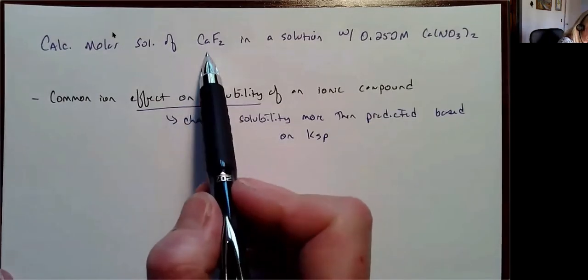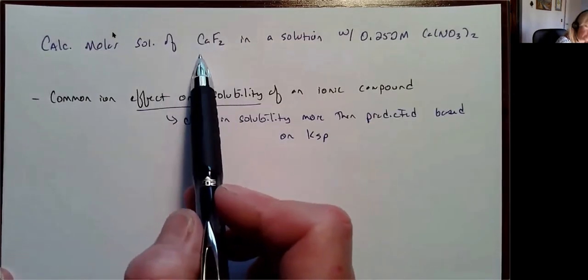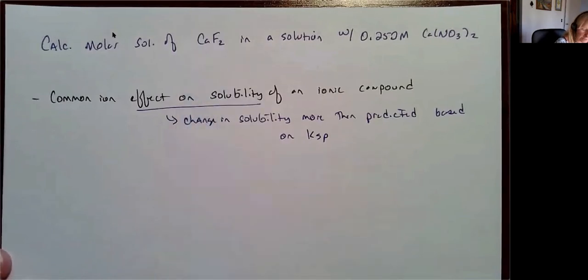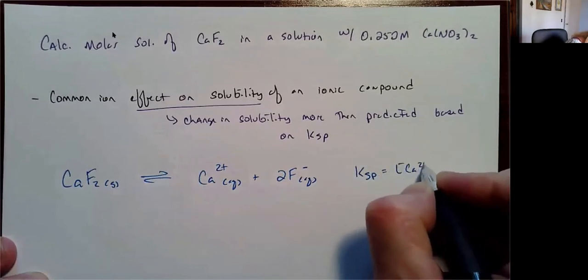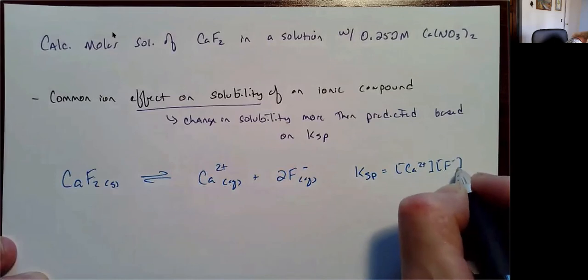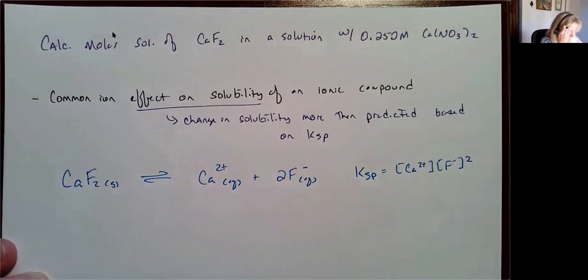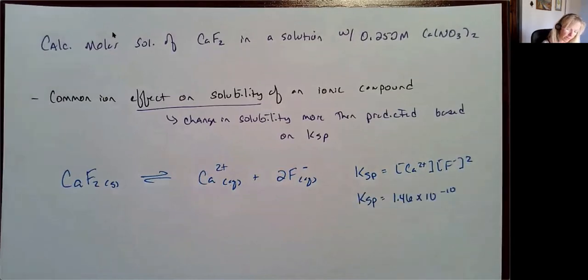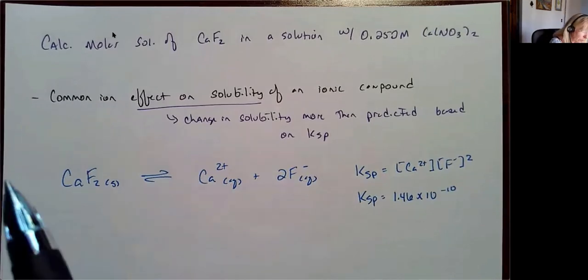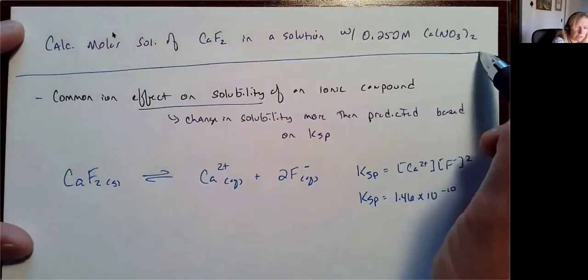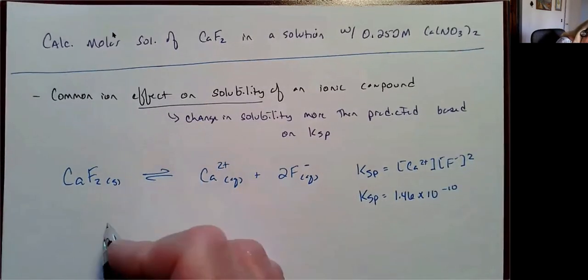If I have KF and I want to look at the solubility of calcium fluoride, my KSP is going to be equal to calcium times fluoride, and that's going to be squared, and I could look up this value. If I have a common ion effect, I could look at this and say, okay, I can calculate my molar solubility just based on pure water. Let's just do that. We'll come back to what's happening up here. So let's just calculate S first.